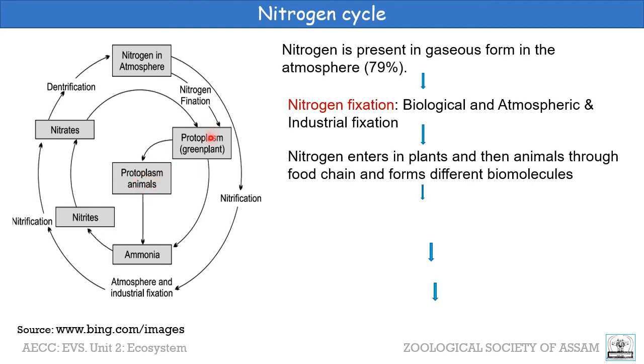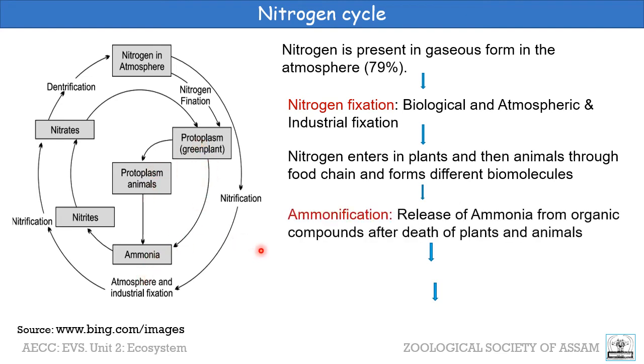After the death of plants and animals, what will happen? The decomposition of that body occurs. During the decomposition, the nitrogen from organic matter is converted to ammonia by a process called ammonification. So ammonification means the release of ammonia from organic matter of plants and animals, for which a specific group of bacteria is necessary, which are called ammonifying bacteria.